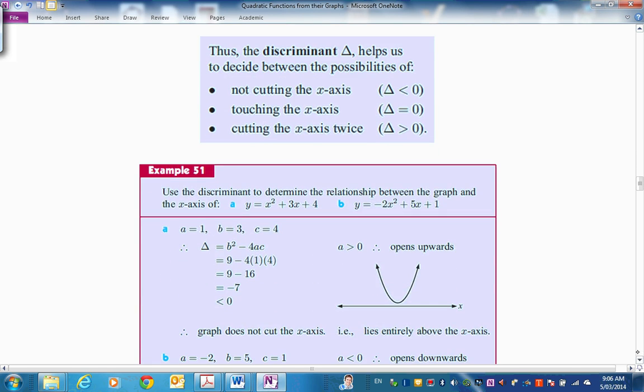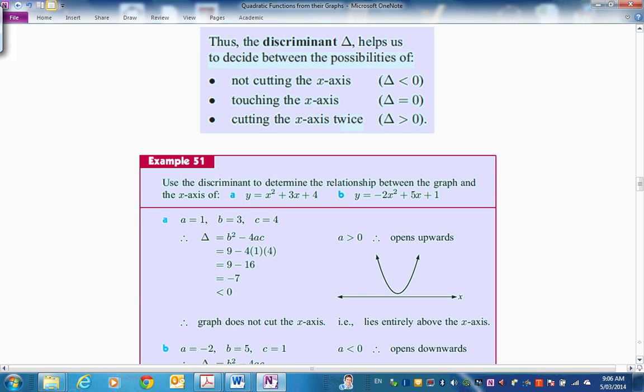And here's a revision of the discriminant. b squared take 4ac, the part that comes under the root sign in the formula. Negative b plus or minus the square root of b squared take 4ac, over 2a. Here it is. It discriminates between not cutting the x-axis, when you can't find the square root of a negative, touching the x-axis when the two roots are the same, because b squared take 4ac would be 0, and plus or minus the root of 0 is the same, or the discriminant positive, there'll be 2 different values.